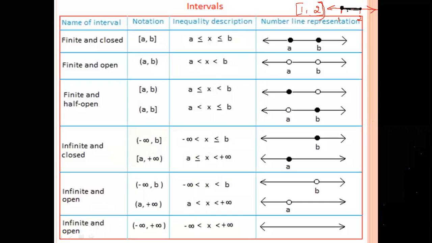Why it is closed? Because you can see that at the end points, what are the end points? End points are 1 and 2. Okay, and at the end points you can see the circle is a shaded circle. So when you have shaded circle, which means that points are included. Shaded circle ide anta helidre those points are included, which means it is a closed interval.